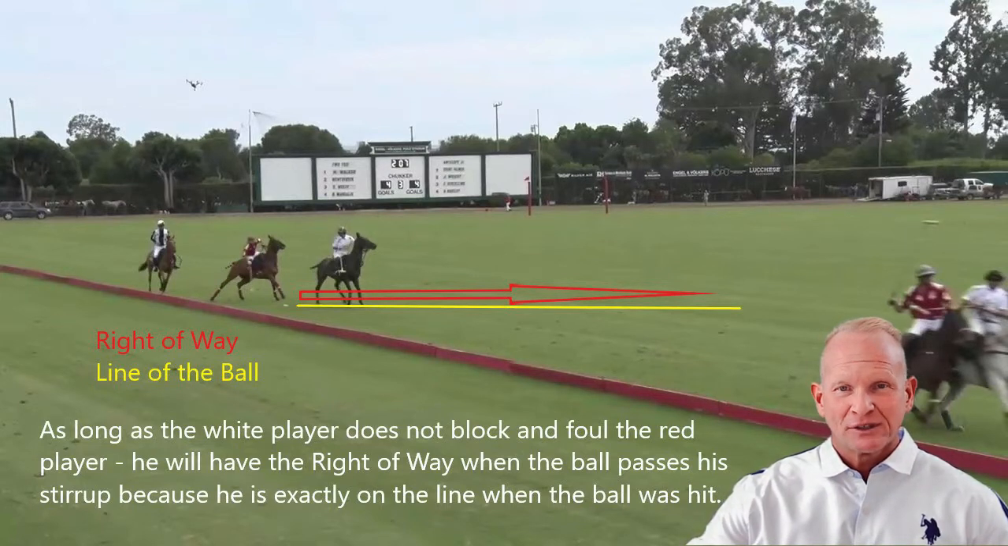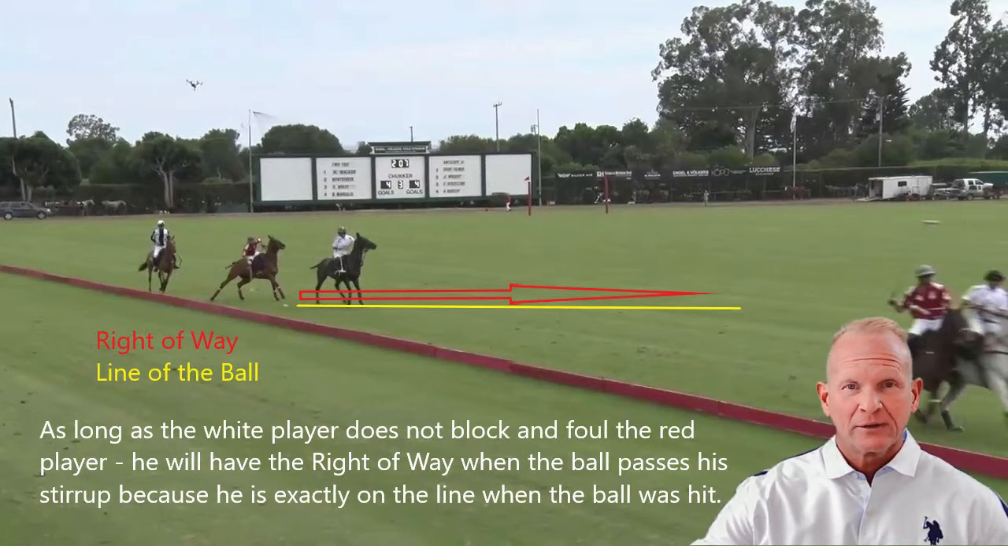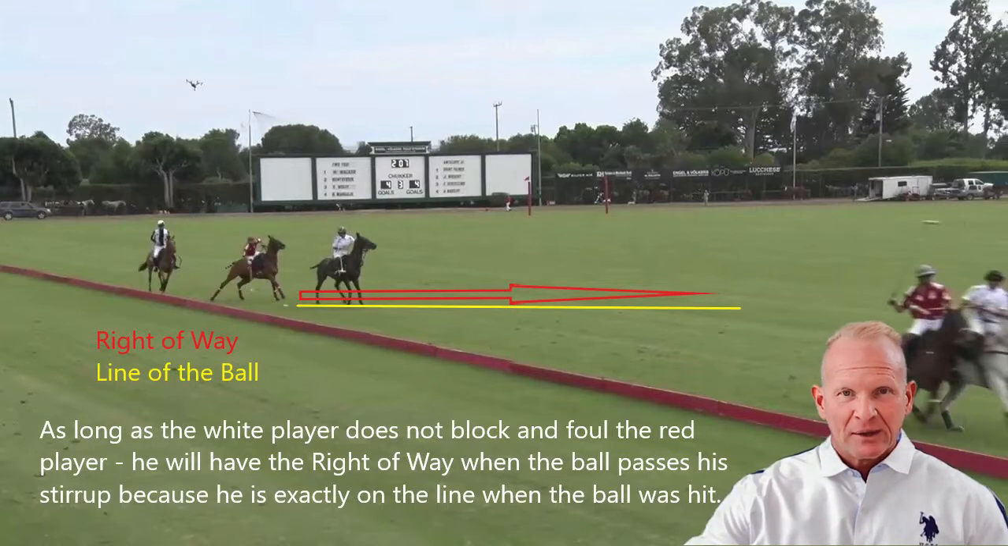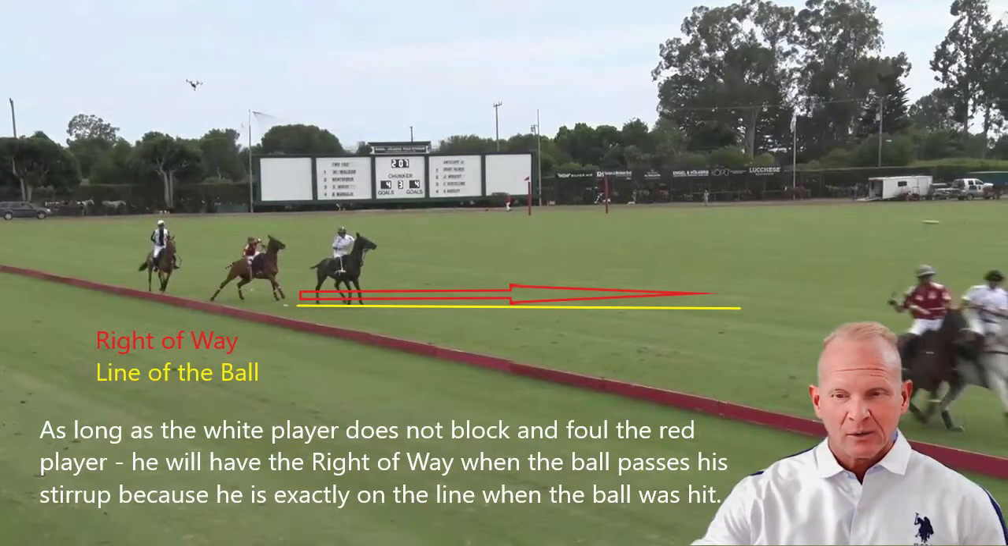ball passing your stirrup. When is it yours on the offside to play? And this is one of the most misunderstood rules in polo. And it's been the rule forever. We just misinterpreted it. So here's the thing. Inevitably, whenever I blow the whistle, I hear the player say, but the ball passed my stirrup, so it's mine. He needs to go to his near side. Here's the real rule, and here's how it works.